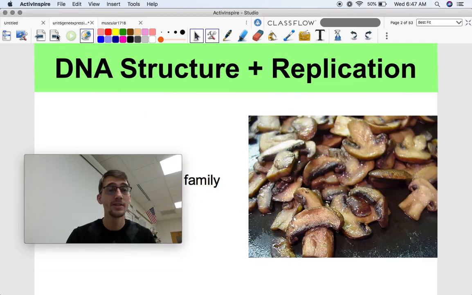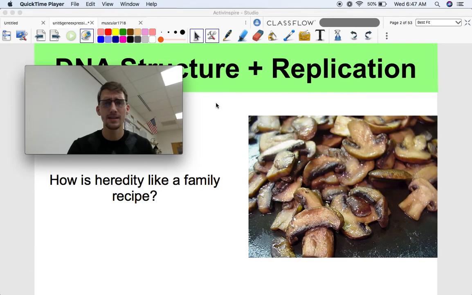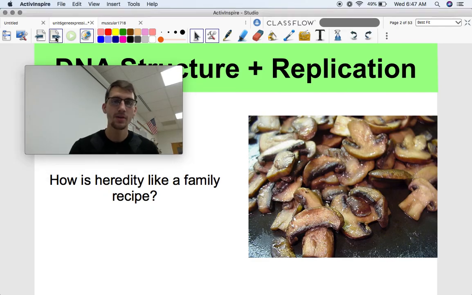And the second analogy that I'm going to make is, how is heredity, which we're going to talk about in a little bit, like a family recipe? My family recipe, the first one that comes to my mind is Poser mushrooms, right? So you saute the mushrooms and then you add a boatload of garlic and a bunch of Tabasco sauce and stuff. And that's kind of like a family recipe. How is that like heredity, which we're going to talk about in just a second? And it does have to do with DNA. And so we're going to come back to that.